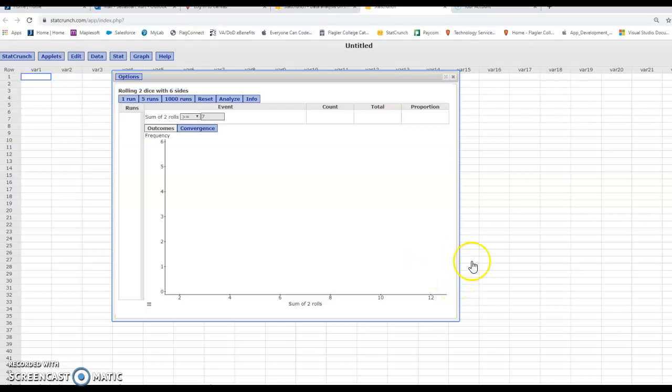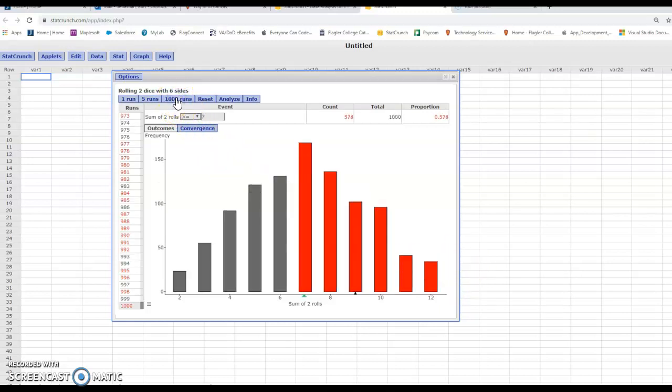So I'm going to roll a pair of dice about 3,000 times. So I'm going to roll it 1,000, 2,000, 3,000. I clicked on 1,000 runs 3 times. Okay. And notice I get a nice sort of symmetric looking distribution here. Symmetric with the mean right here in the middle at about 7.